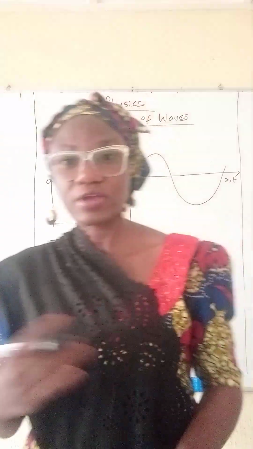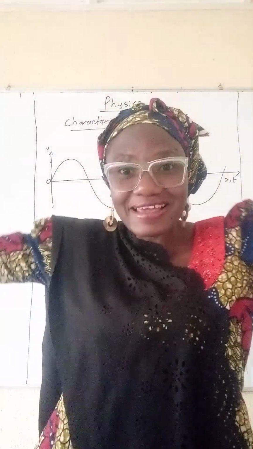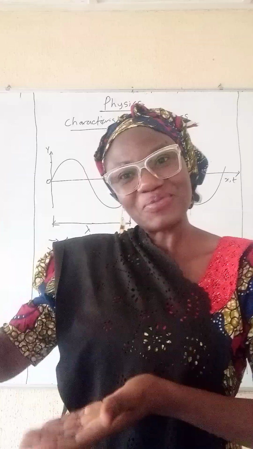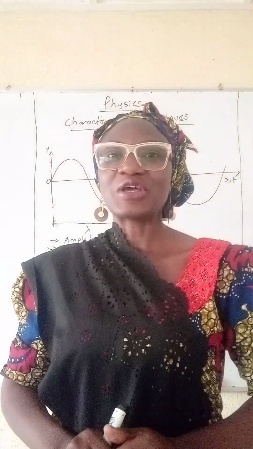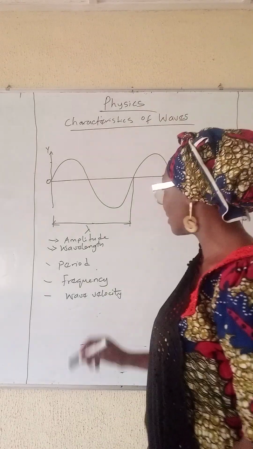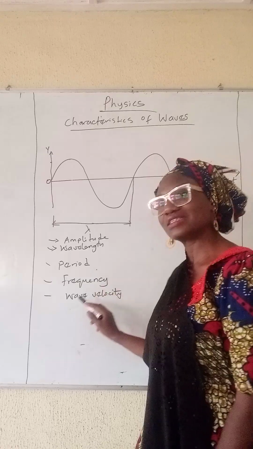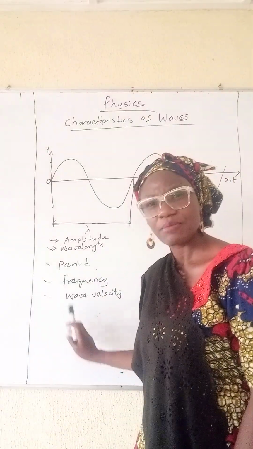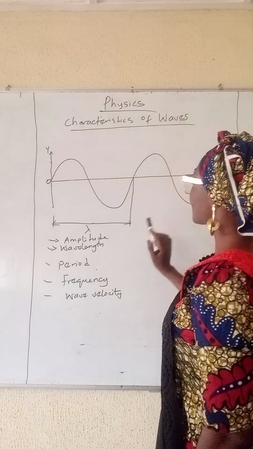What is a wave? A wave is simply a disturbance that travels through a medium and transfers energy from one point to another without causing any permanent displacement. The characteristics of waves that we're going to be looking at in this video are amplitude, wavelength, period, frequency, and finally wave velocity. But before we do that, let's check out this diagram we have on the board.